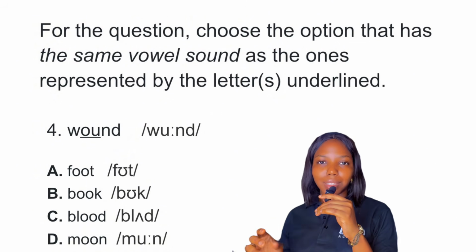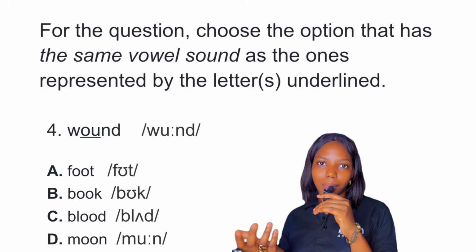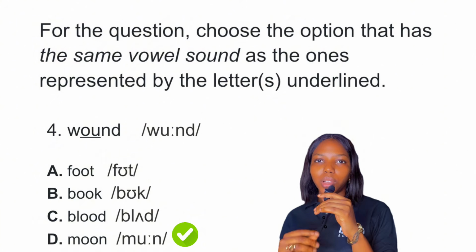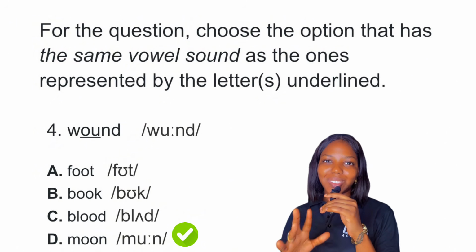Okay, option C, blood. This has the central vowel sound ah. Option D, moon. This has the long vowel sound oo. Okay, so option D is the final answer to this question.